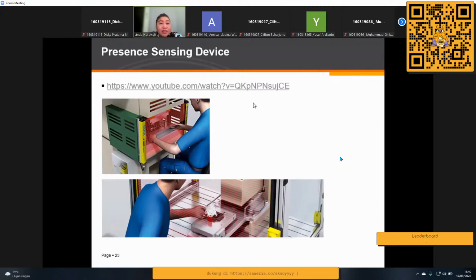Maybe you can see about the presence of the sensing devices. So this one, let's see. When the hand is here, the machine will not proceed. But when your hand comes out, the machine will punch. So this is called the presence sensing devices. They can easily detect your hands or the presence of your material. So when you are still in the hazardous area, they will not operate.